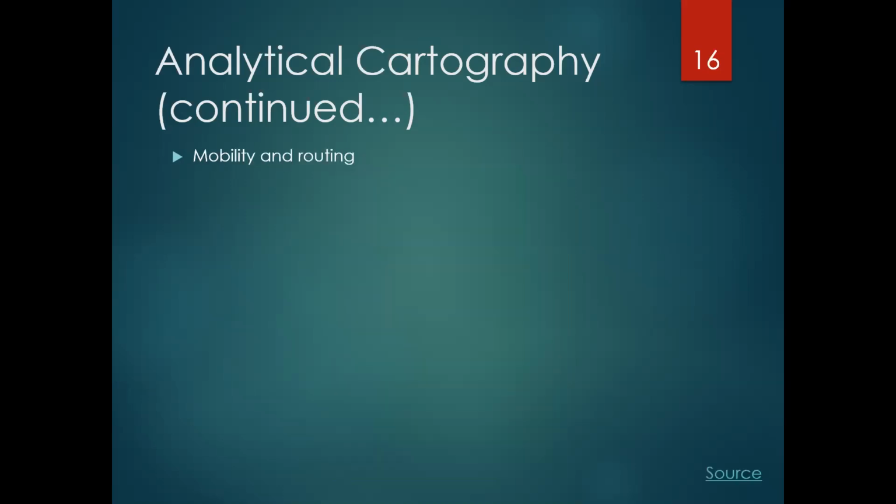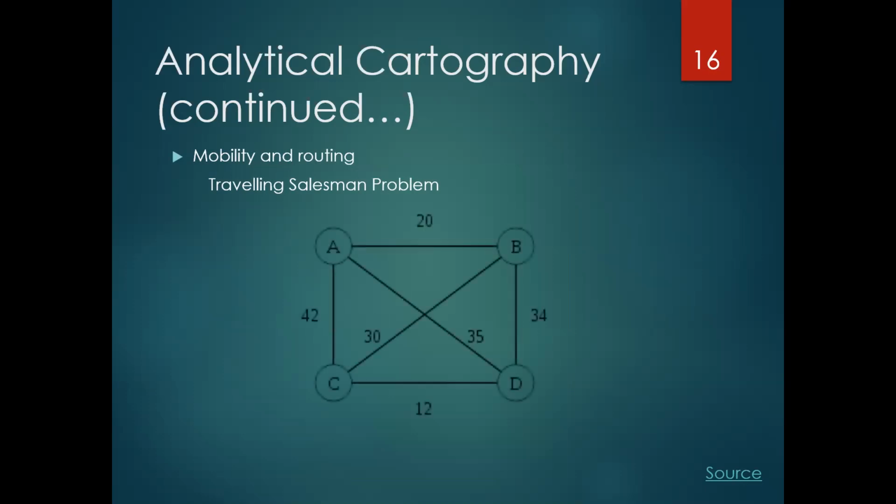And the next one, mobility and routing. This is a very important area for GIS. And what does it mean? So you may have heard this problem before. It's called traveling salesman problem. It means that a salesman is going to travel around the country. He's going to travel all cities in this country and get back home. So the problem is, what's the shortest distance he travels to finish this trip? Okay, so this is traveling salesman problem.